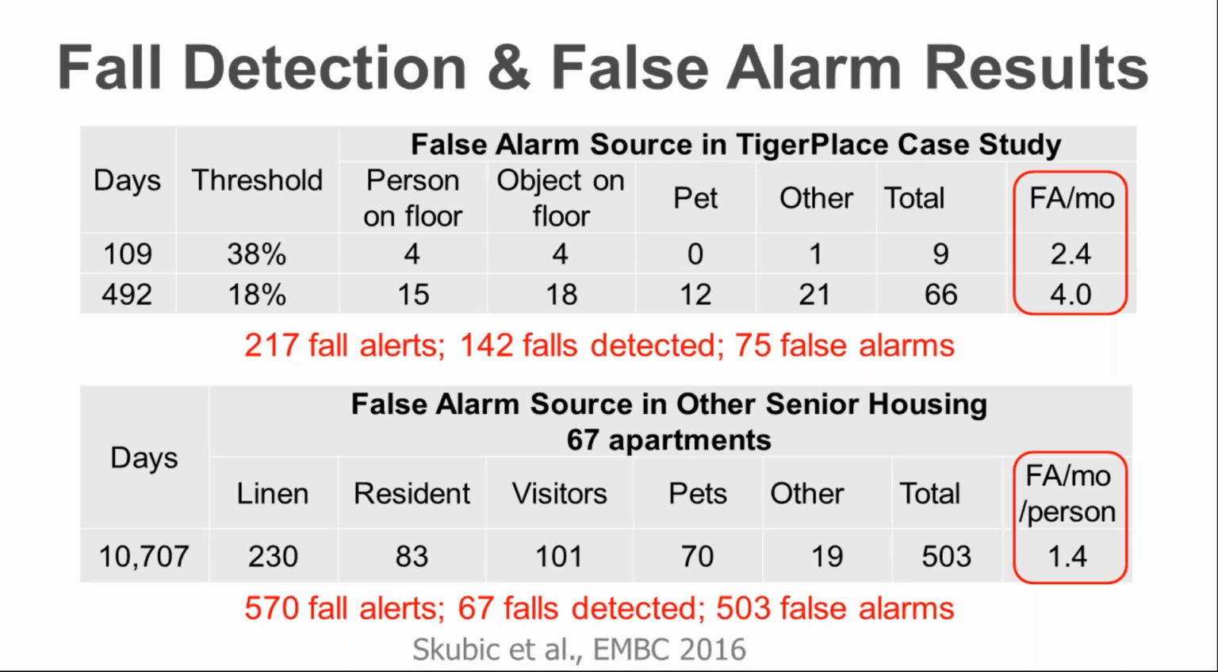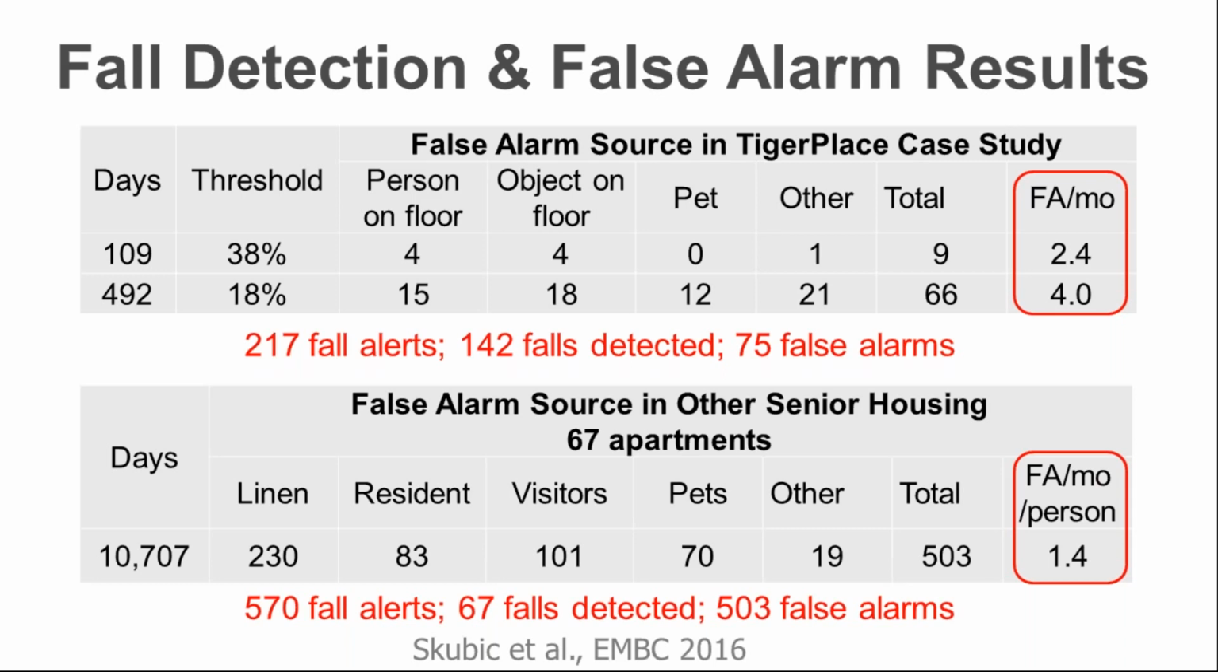So we looked at 217 fall alerts. 142 falls were detected out of those fall alerts in Tiger Place, and 75 were false alarms. So about a 50% ratio were false alarms. And when you adjust the threshold, you can see how many falls per month there were on average within the sensor systems in Tiger Place.